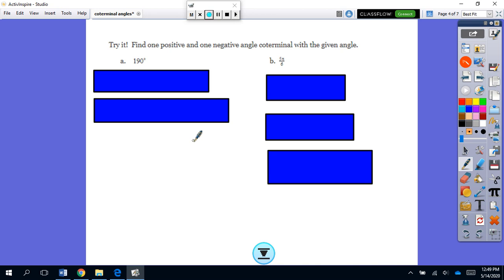I'm not going to move on yet because I'm giving you a try it. So go ahead and stop the video and try these two problems. And when you're finished, go ahead and start again and we'll go over them.